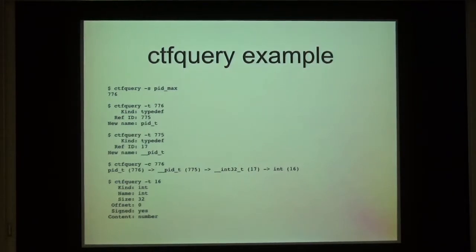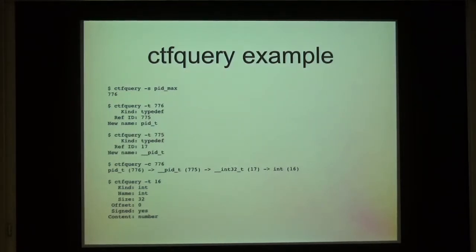CTF can have void and character in the content of an integer, and boolean, so you know what's going on. But anyway, this is ctfquery, and it has been quite useful. It was even faster to explore the kernel than using, for example, cross-reference tools or just reading the kernel code, just because of those typedefs, because you really need to know what's going on.